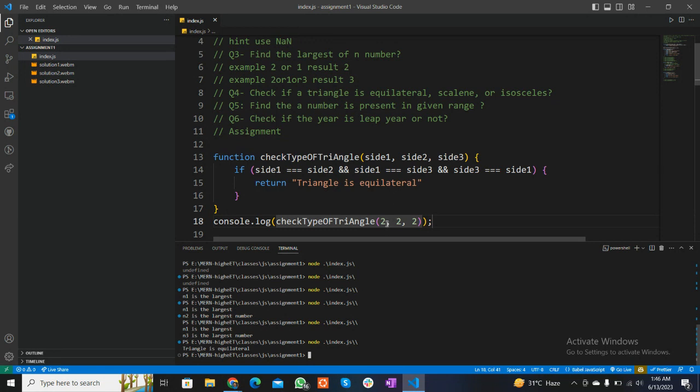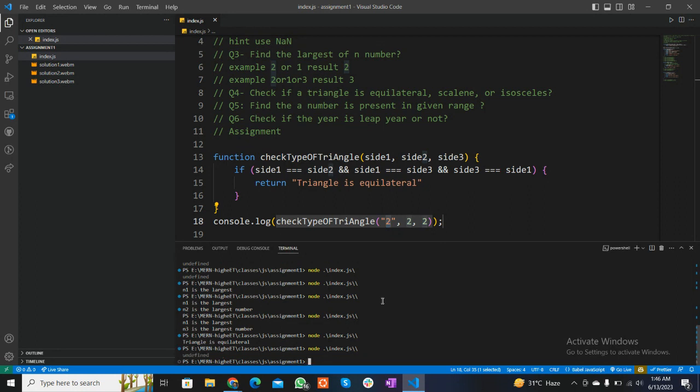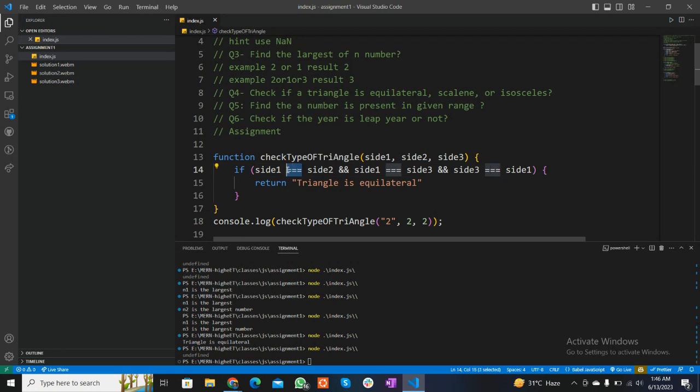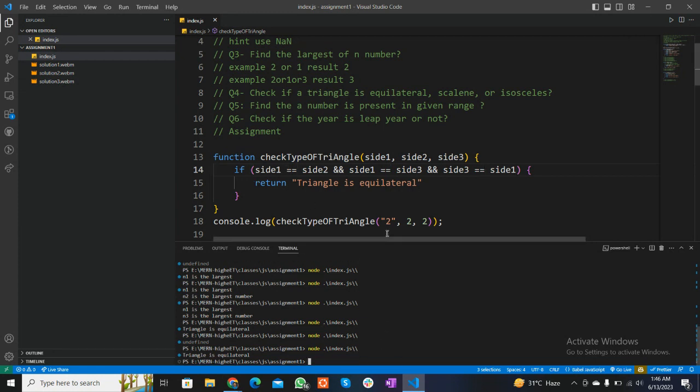Although we have not written the strict equality checks here, if I convert it this way, it is going to return undefined because this condition fails, since I wrote the three equals checks. So let's do it for 2. Now this will work for a string also. The triangle is equilateral. Now let's go for the scalene triangle.